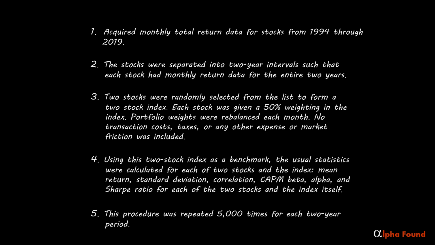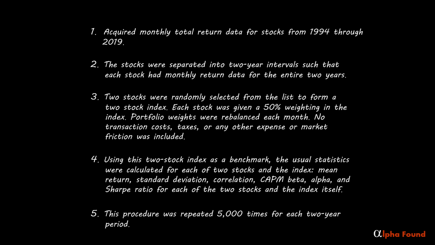The procedure was repeated 5,000 times for each 2-year period. Note that for each pair there are 3 portfolios to observe: the low CAPM beta portfolio, the high CAPM beta portfolio, and the market portfolio, although they are hardly portfolios since there is only 1 stock in each portfolio, with 2 stocks in the index portfolio. According to CAPM in efficient markets, the probability of positive alpha for a given portfolio in this construction is 50%.